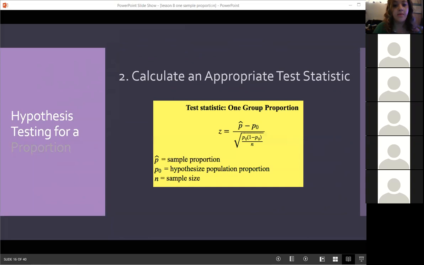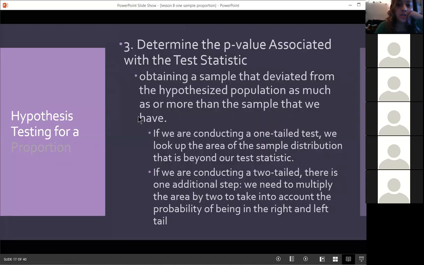So remember how to make that test statistic. We're going to use this equation here. If you're doing it by hand, you're going to have your p hat minus your null p, whatever we're saying that there's no change from, and then this is the standard error of your null p in the denominator. So that's how you calculate your test statistic, which we use as z. And then you're going to determine that p-value associated with that test statistic.